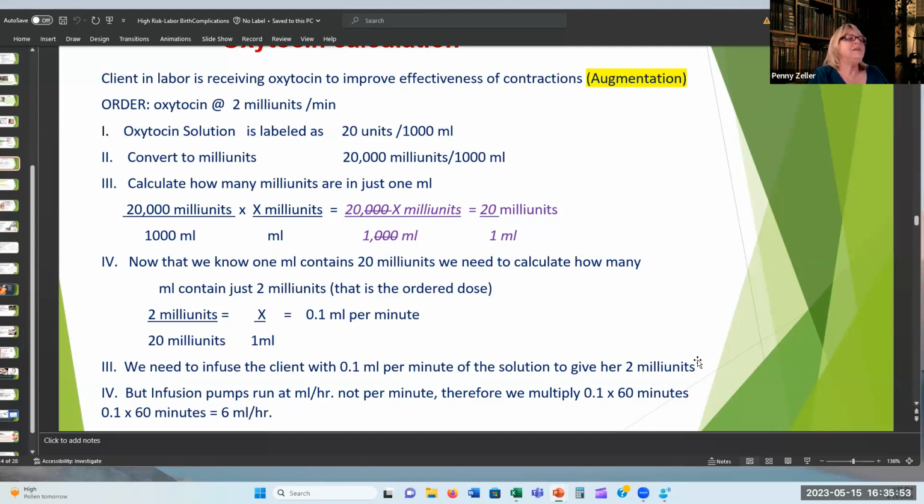Okay. And then as you titrate it, if you titrate it by 1 milliunit, and in this calculation, you figured out that you needed to give 0.1 milliunit per minute to give the 2 milliunits. So if you're going to bump it up to another milliunit, you're going to bump it up 0.05 mLs. Okay. So you can take some time to look through that one.